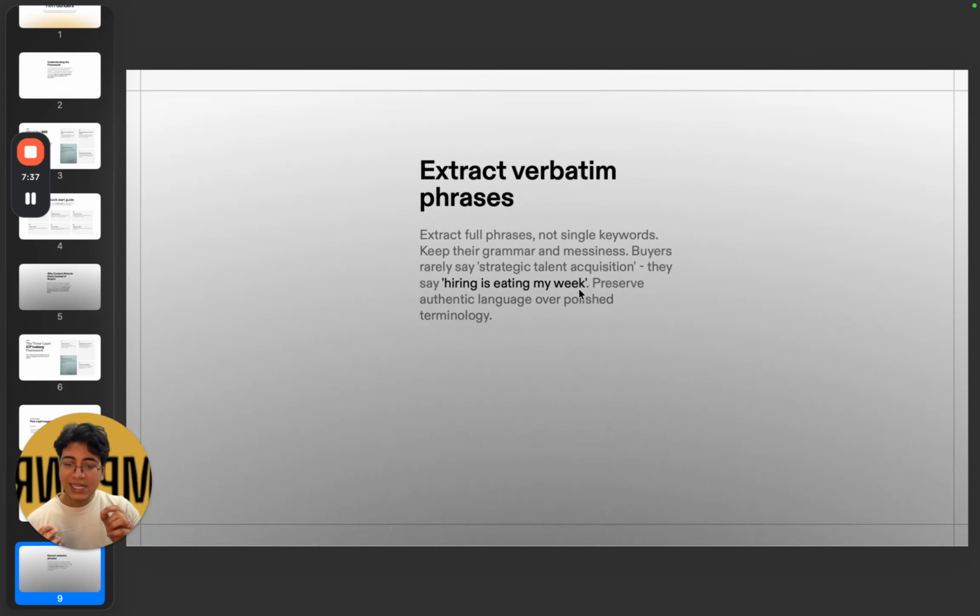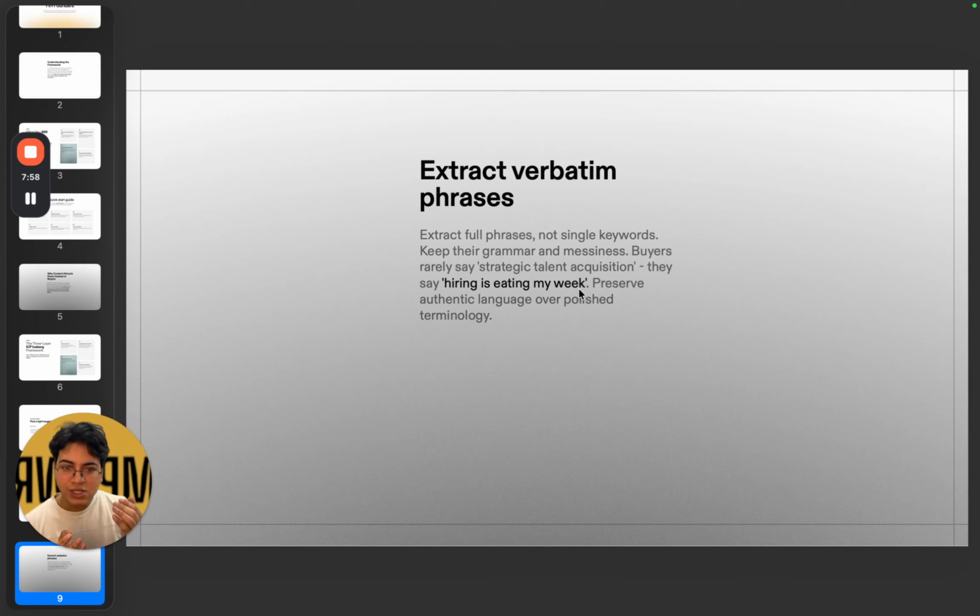We are going to extract those full phrases, not single keywords. We are going to extract those full phrases while keeping all the mess, all the grammar errors if there are any. We are going to keep all the mess in terms of the buyers' phrases.